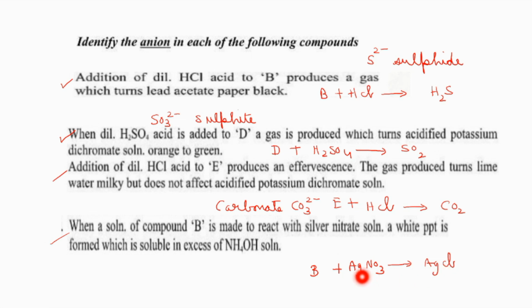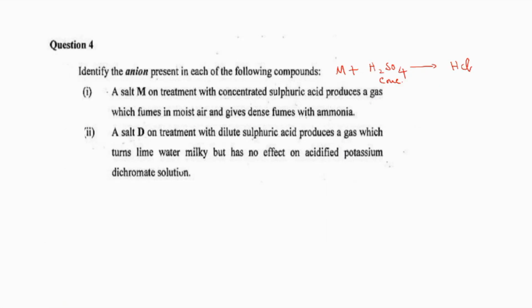So silver nitrate is reacting with something to form silver chloride. Which anion will be present? It should be the chloride ion, Cl minus, or you should write chloride. That is the answer. Got it? Easy. Now see this question. Identify the anion present in each of the following compounds. They are asking in the same way.